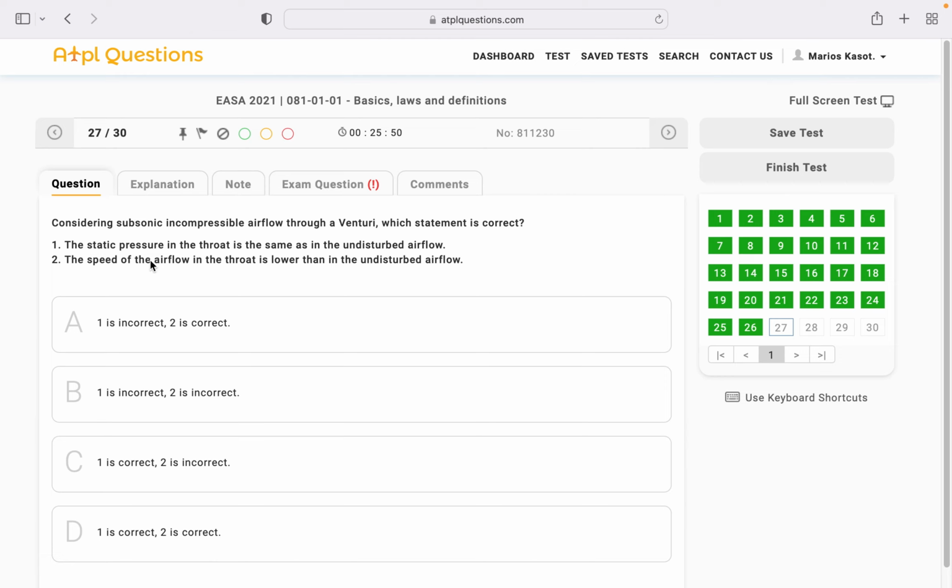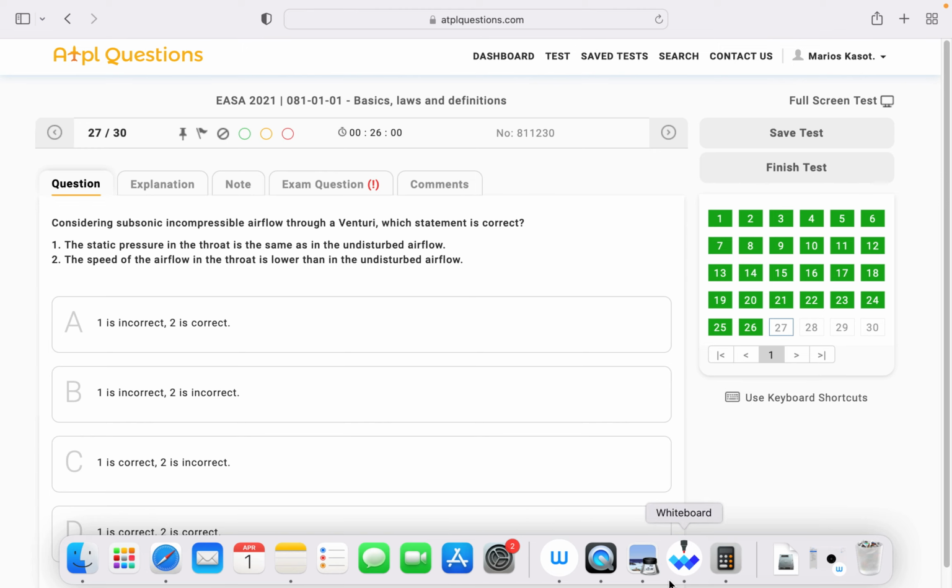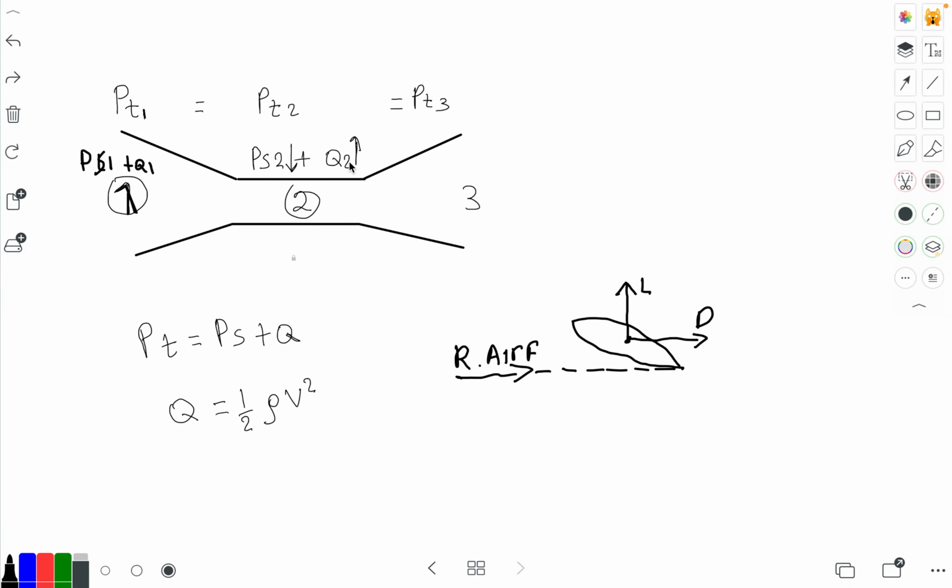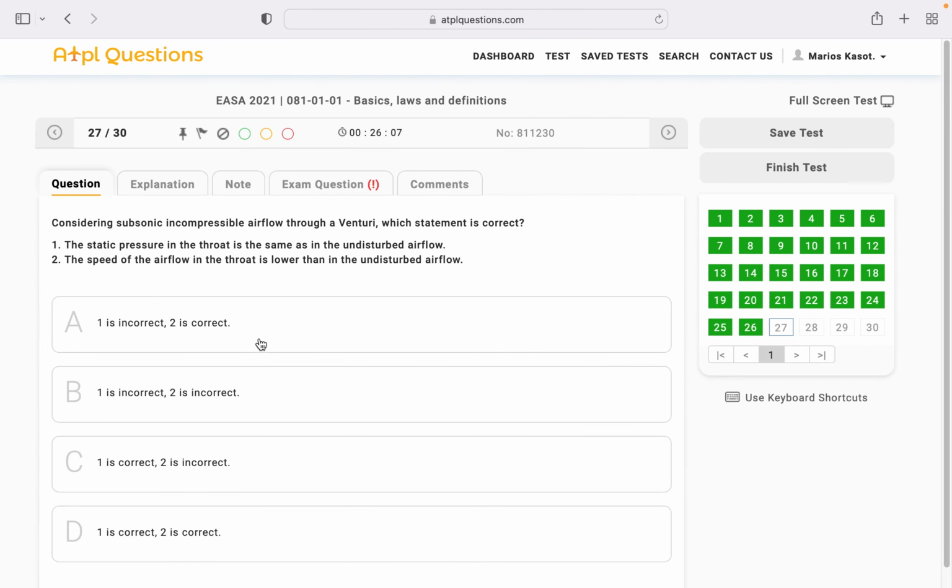The speed of the airflow in the throat is lower than in the undisturbed airflow. Incorrect also, because the speed is higher. Because streamlines converge, speed goes up, dynamic pressure goes up. Always remember, in order for the total to remain constant, for example at point number 2, if dynamic pressure goes up, static pressure has to go down. Both of them are incorrect. Pretty easy one, straightforward.